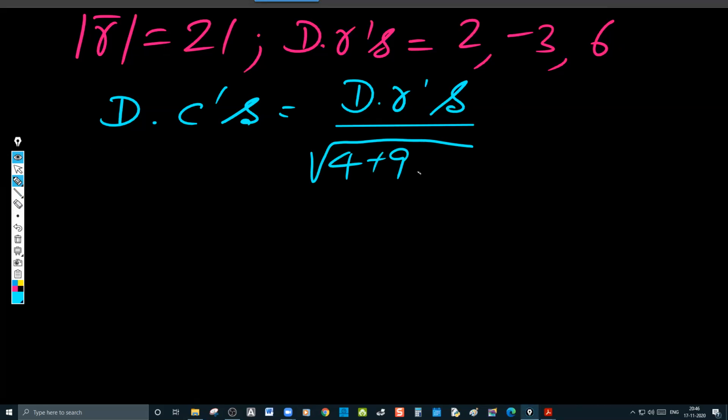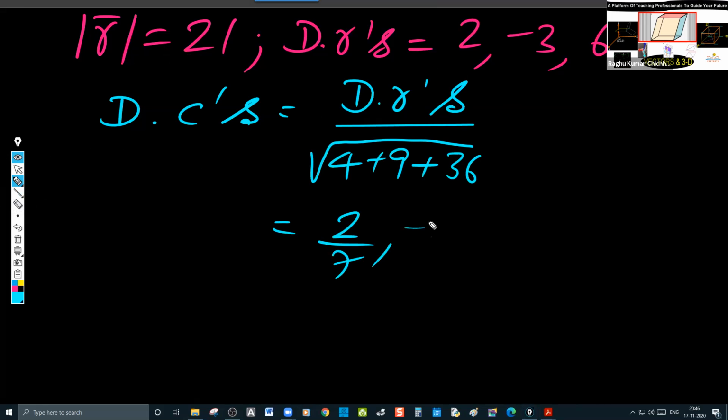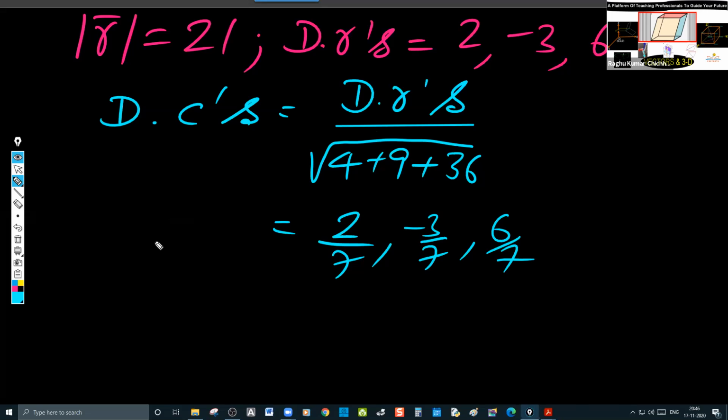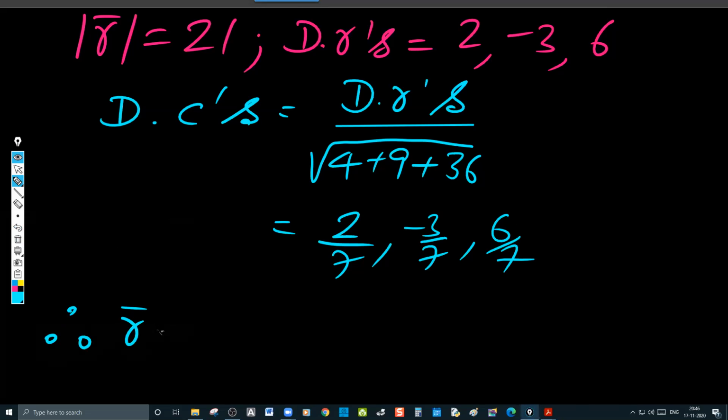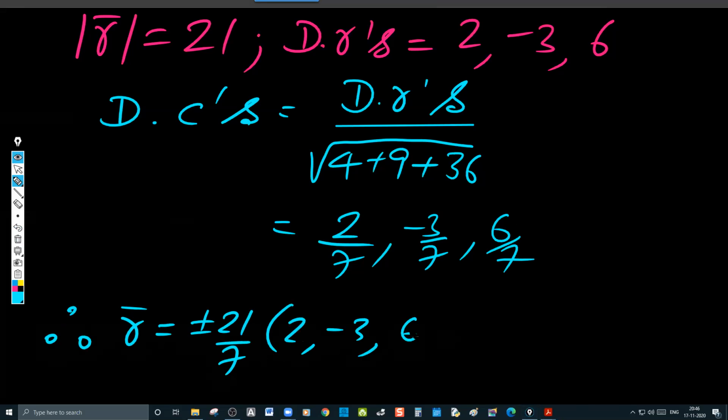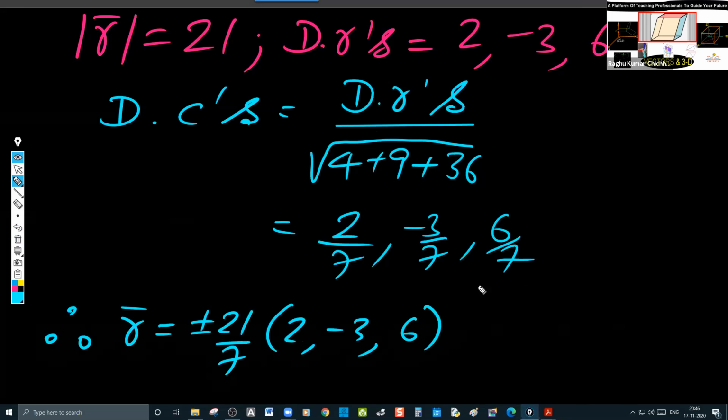4 plus 9 plus 36, 49. So root 49 is 7. 2 by 7, minus 3 by 7, 6 by 7. You can even write plus or minus also. Therefore, R bar we need. R bar magnitude he has given, 21. Now R bar is, you write it as plus or minus 21 by 7 into (2, minus 3, 6). Correct, no? Yes, sir.